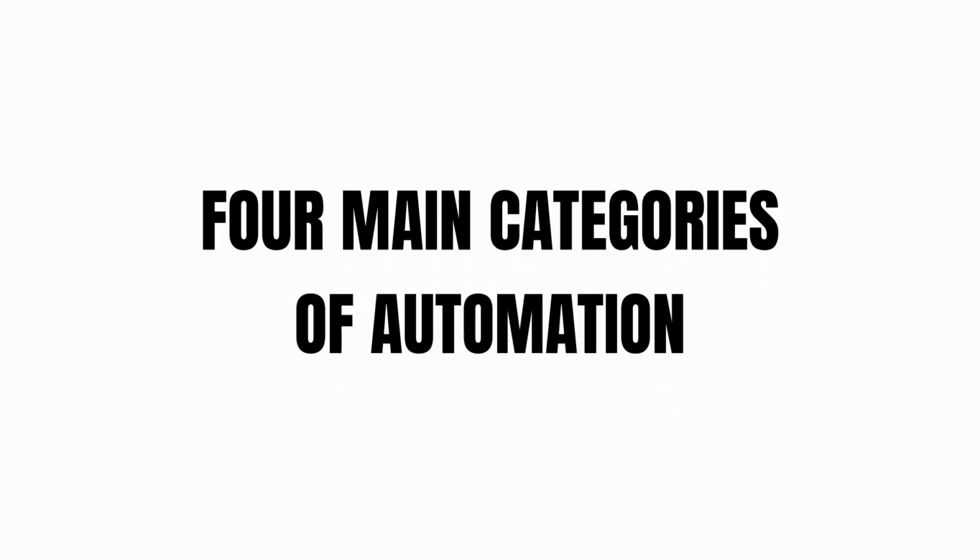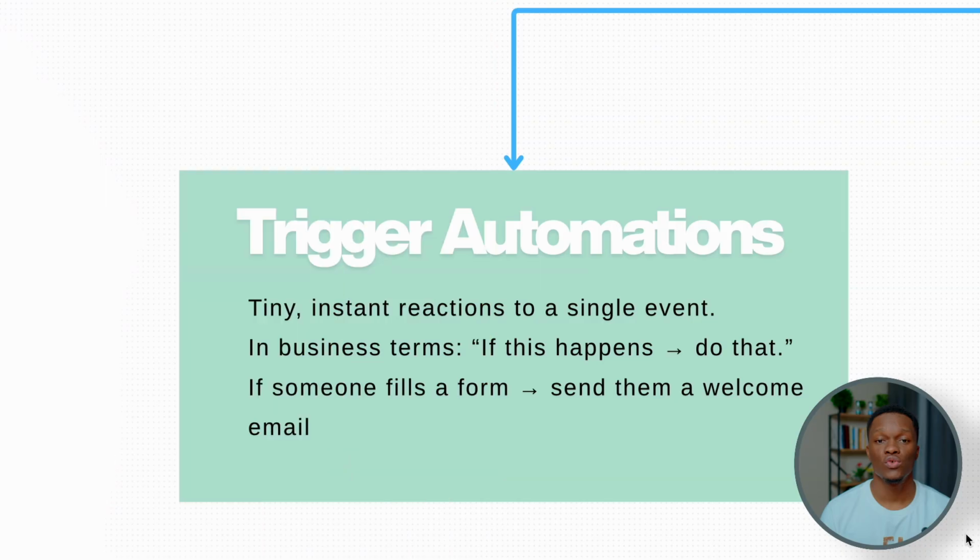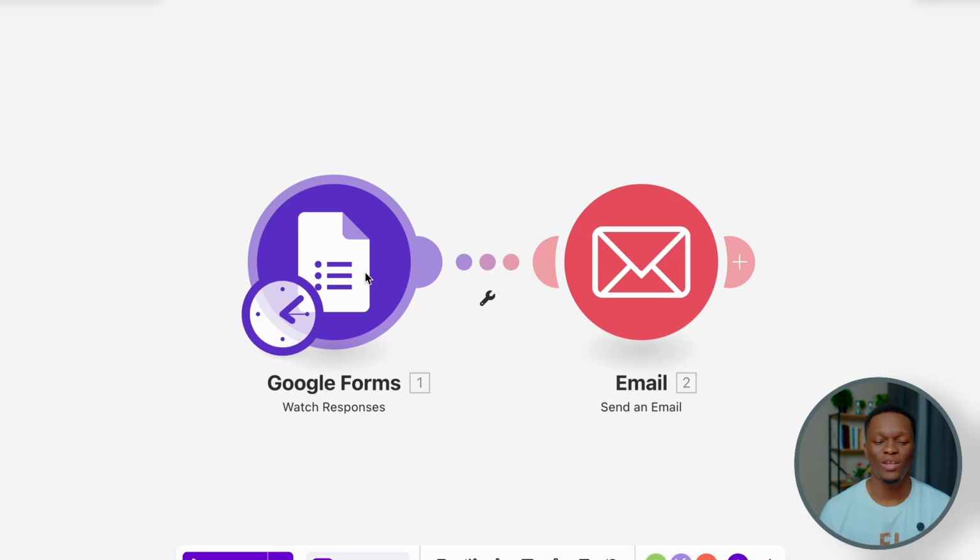Another very important thing to know is that not all automations are created equal. So we have four main categories of automations, and let's reveal them one by one. So first, trigger automations. These are tiny instant reactions to a single event. In business terms, if this happens, do that. If someone fills a form, send a welcome email. Pretty straightforward, very simple. In real life, it looks like this.